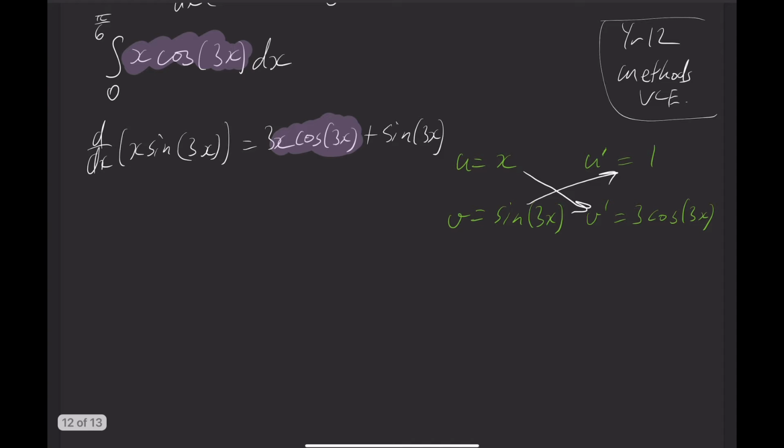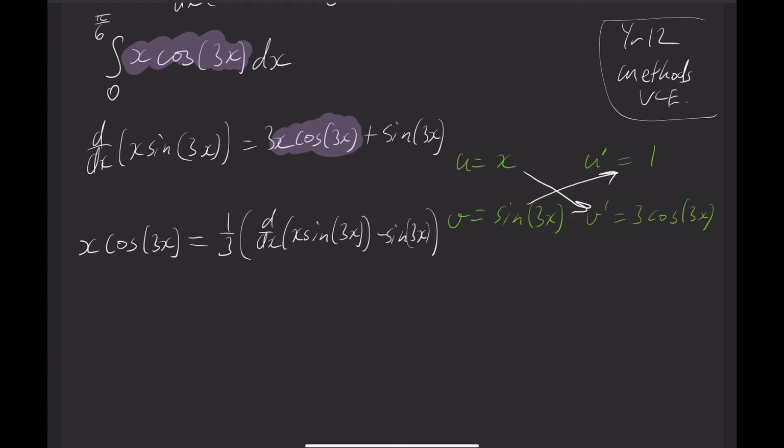Let's do some rearranging. So let's rearrange this so we have x cos 3x as the subject of the equation. So we have x cos 3x will be equal to 1/3 of d/dx of x sine 3x minus sine 3x. So I subtracted this from both sides to get this, and then I divided by 3. That's why that third is out the front.